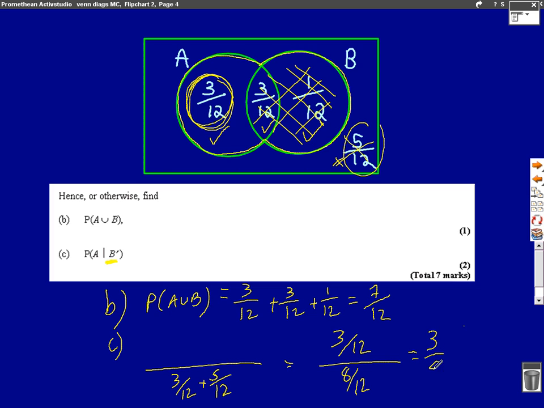We're looking at 3/8 there. Remember, the other way of doing that is using the multiplication rule, but we'll leave it at that for now. Okay, so that was 7 marks for that whole question, and you really did need to use your Venn diagram for the whole thing.